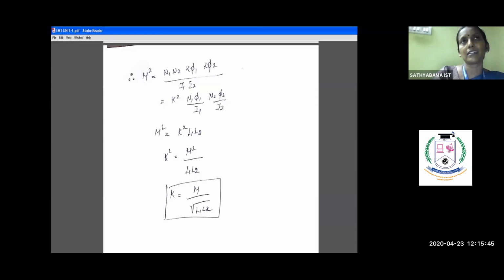So this is a basic relation. The coefficient of coupling may be asked as a 2-mark question. In such a case, you can write this equation and explain the definition also.